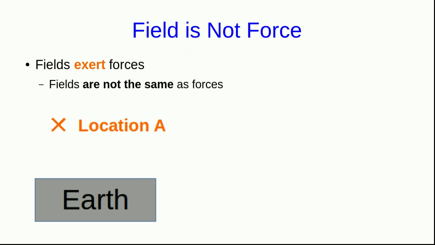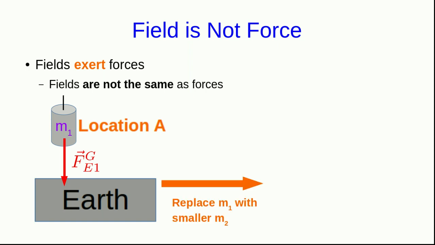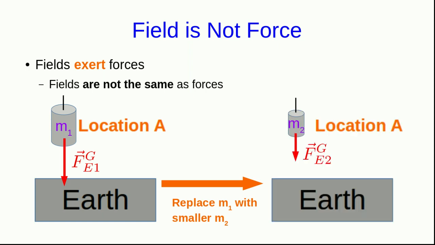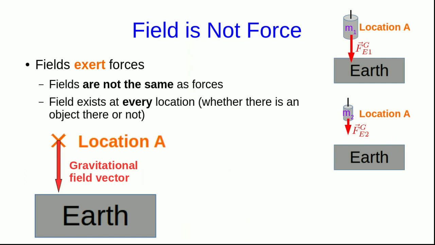Let's say we're talking about some location A, near the surface of the Earth. Then we can place some mass, we call it m1, at location A, and the Earth will exert a gravitational force on it. Now I could replace m1 with some, say, smaller m2. Well, m2 is going to experience a smaller force due to the Earth.